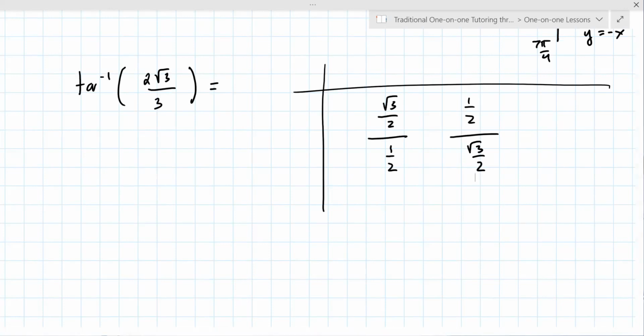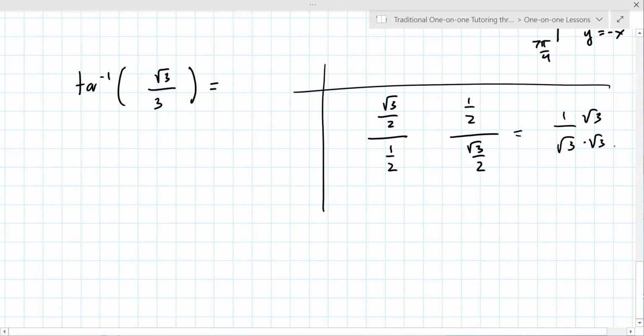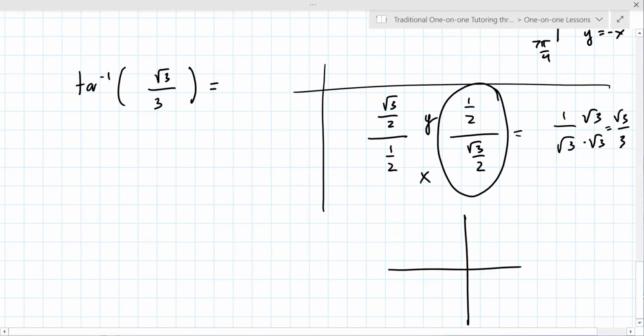And I completely messed this up. Sorry, because I was trying to do the second one there. So the second one becomes 1 over the square root of 3, which becomes the square root of 3 over 3. Okay, so you're looking for where this ratio is true. So where on the unit circle is that true? Where y is that value and x is that value? What are the two angles there?